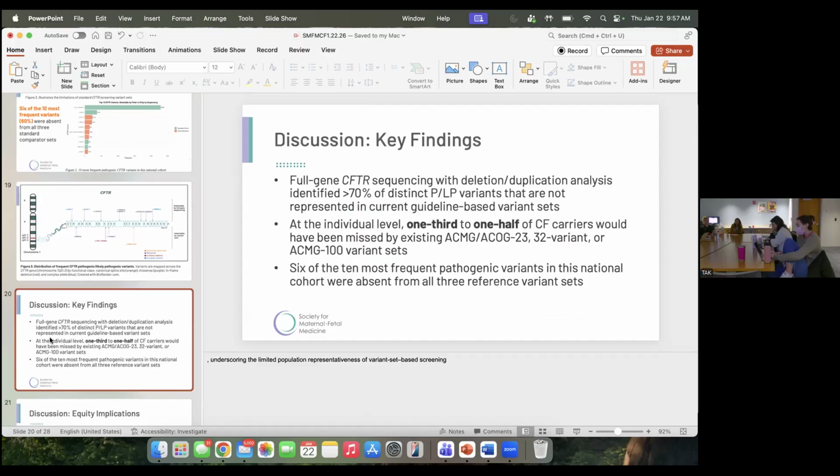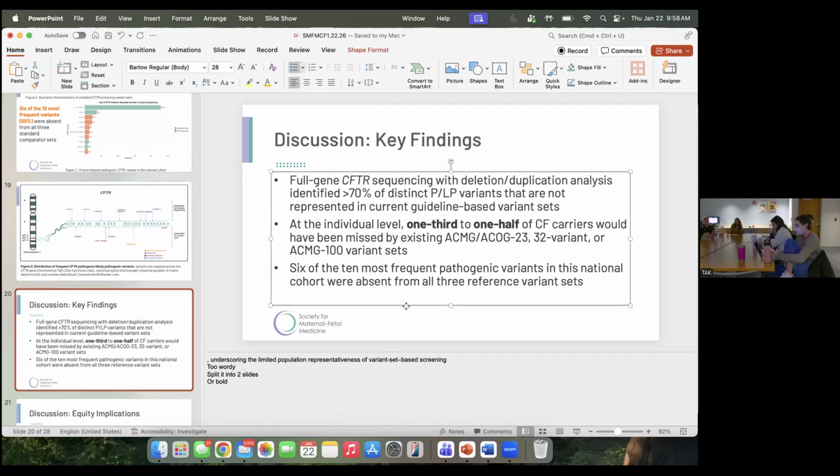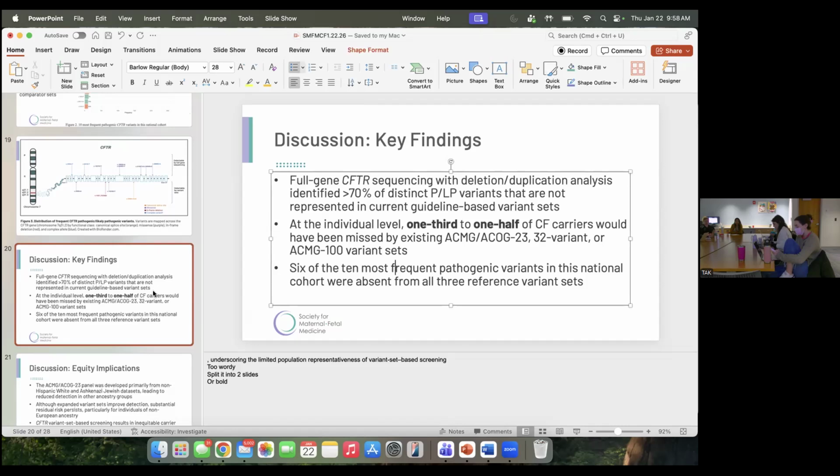It's just wordy. I don't know if you want to split this up into different slides, or bold the important part of each bullet point. I didn't have enough time to think about it more, but it's a lot of text. Okay.